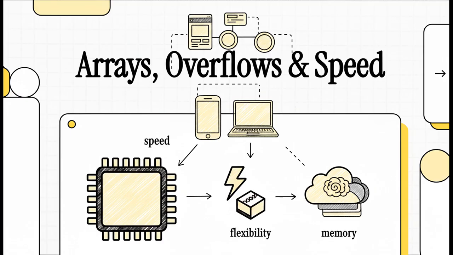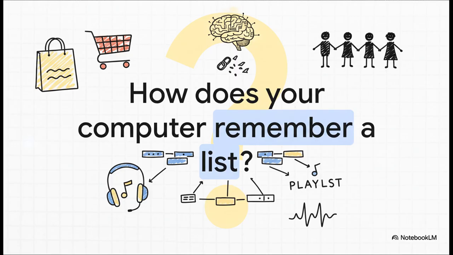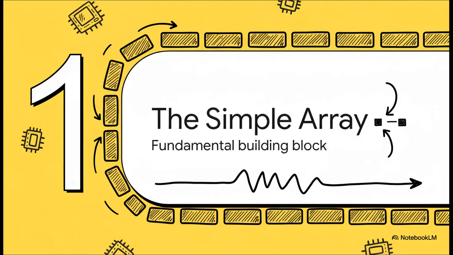Let's get into it. I mean, think about it for a second. It seems so simple, right? A grocery list, your contacts, a music playlist. But how does a computer actually hold on to that information in its memory so it can use it? The answer to that question is really the key to understanding so much about how software works, and maybe more importantly, how it breaks.